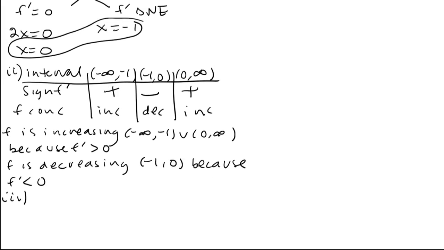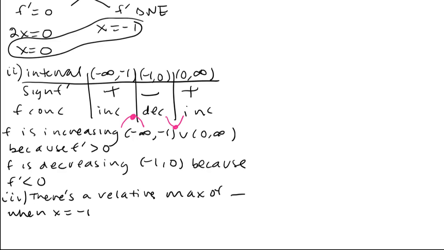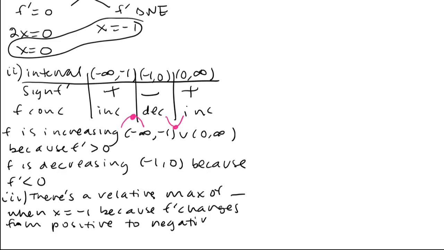Okay, so now when we have relative max or min, look right here. Now again, this is just a sketch to illustrate. This is not the answer. But if I go from increasing to decreasing, relative max, decreasing to increasing, relative min. So let's go ahead and state that. There is a relative max of, we'll fill this in, when x equals -1, because f prime changes. What does f prime change from? Positive to negative. Okay, I'll fill that in a second.